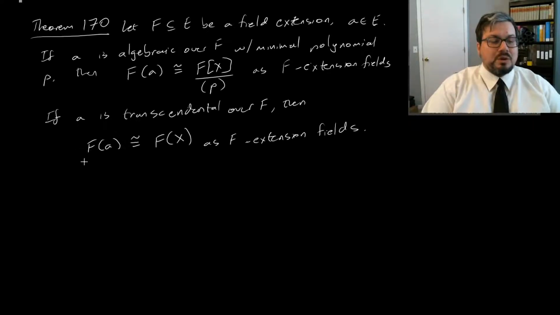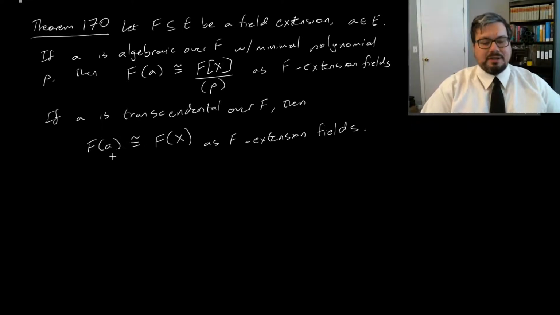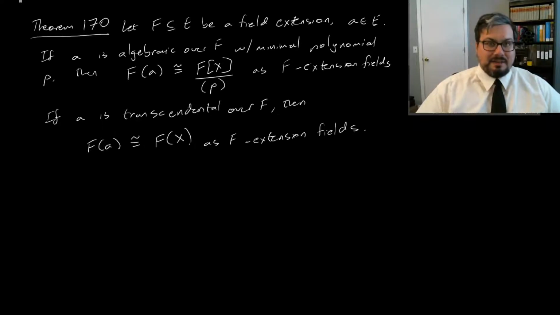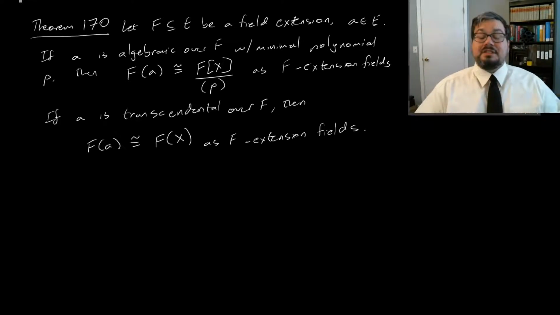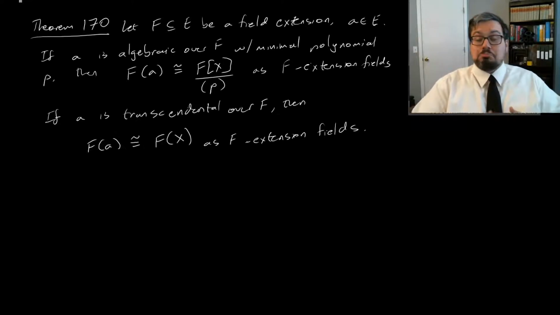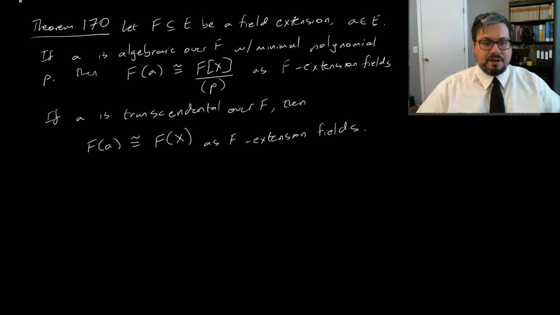So the only new content to Theorem 170 is going to be the transcendental part here. The thing that I want to point out about that is that this isomorphism here is true for any transcendental element over F. If you take different algebraic elements over F, they will have different minimal polynomials, say with different degrees. And therefore these fields, F(a), will look different. They'll have different dimensions as vector spaces and so forth and so on.